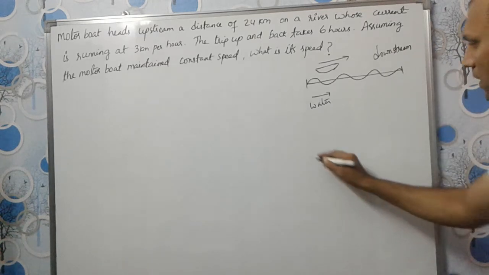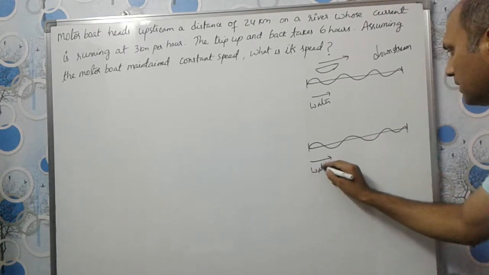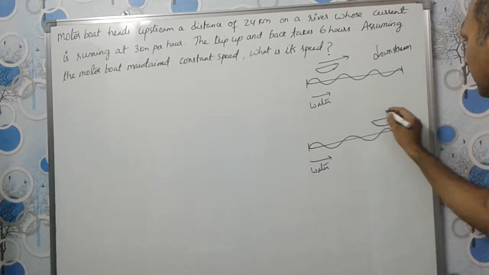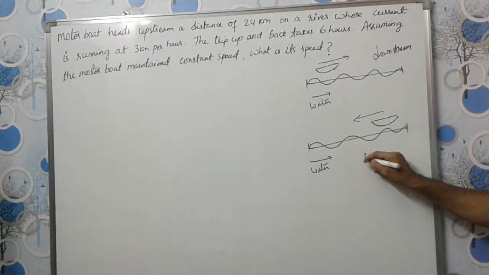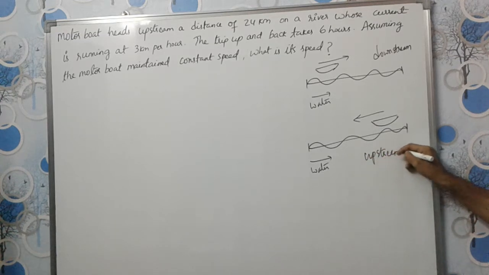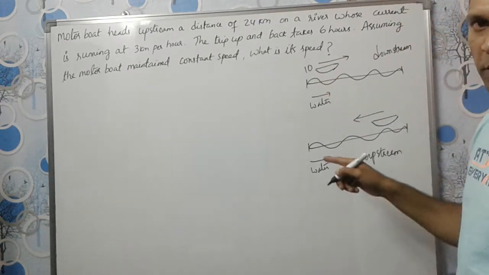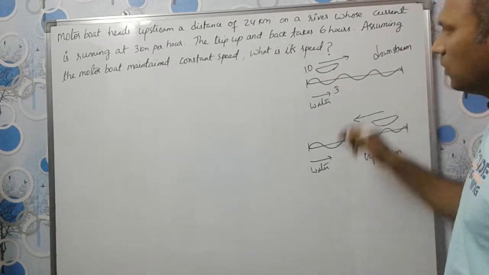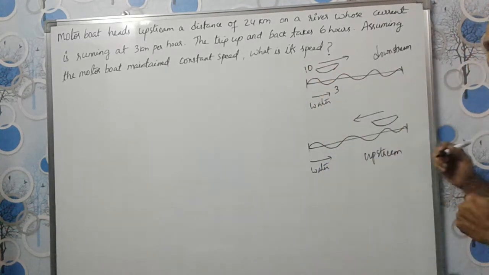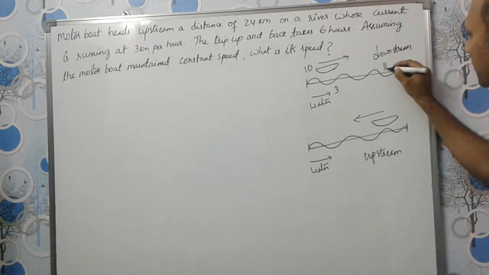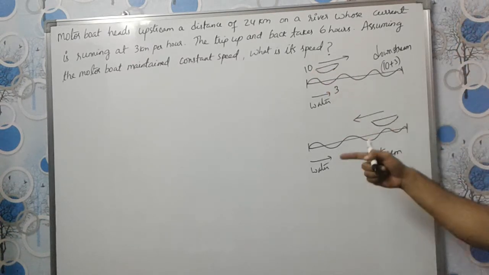And let us say the water is going in this direction and the boat is traveling in the opposite direction of the water. So this is upstream. Okay, this is termed as upstream. Now see, if the speed of the boat is 10 kilometers per hour and the speed of the water is 3 kilometers per hour, when the boat is going with the flow of the water, the speed will be more. So the speed will be 10 plus 3, speed of the boat plus speed of the water.